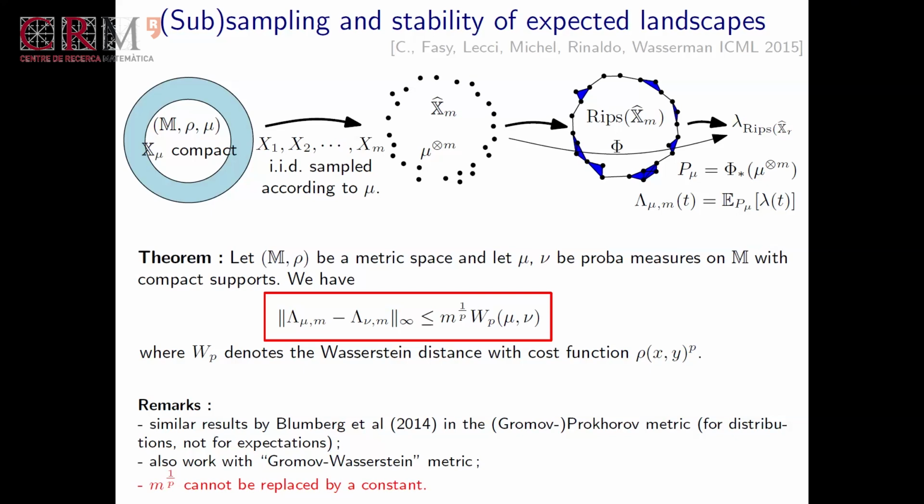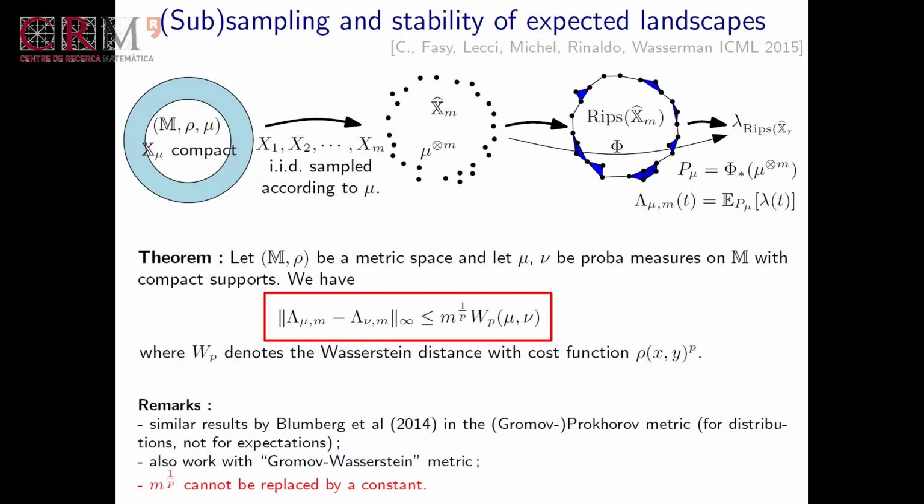Okay, so if m is fixed, I get a stability result that tells me that if I perturb my measure mu a little bit in the Wasserstein metric, I won't change too much the average landscape I will get by sampling randomly m points. When you see this result the first time, you may feel a bit annoyed because here you have this constant, which depends on m, and it goes to infinity as m goes to infinity.